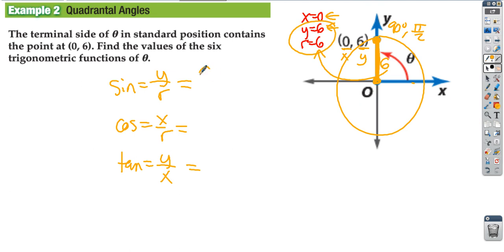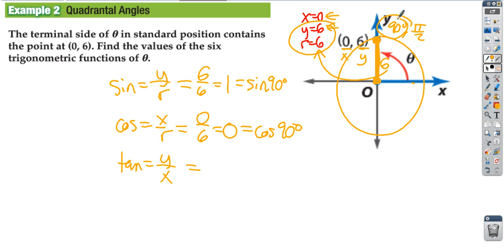Y over r would be 6 over 6, which is 1. X over r would be 0 over 6, which is 0. So that means the cosine of 90 degrees is 0, whereas the sine of 90 degrees is 1, because we're up here at 90.